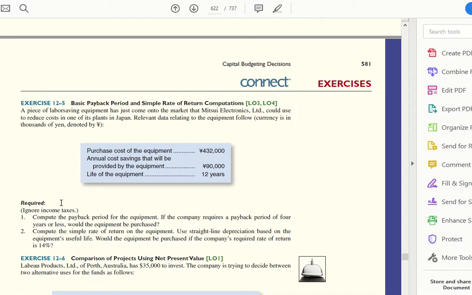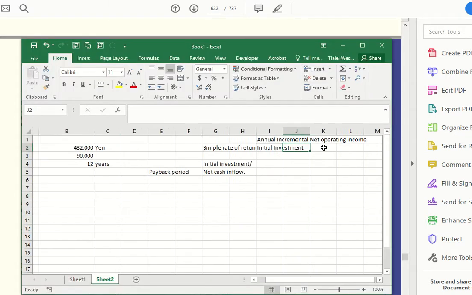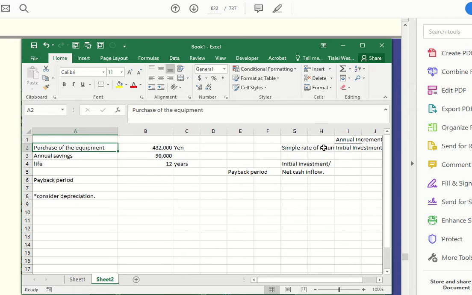Aloha class. So for 12.5, we are going to calculate the payback period and then the simple rate of return. Remember, the payback period considers the inflow or the cash flows, which doesn't consider depreciation, while the simple rate of return requires the incremental net operating income, right? So the annual incremental net operating income.